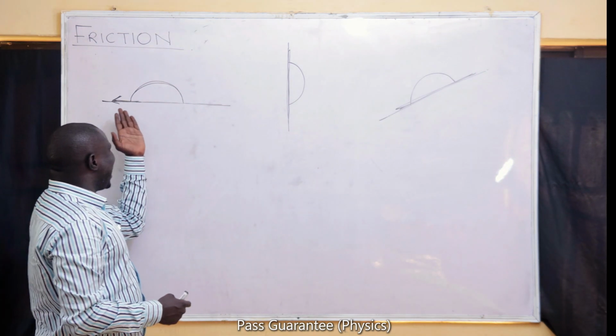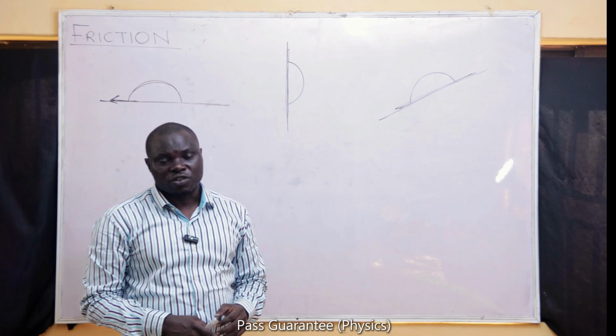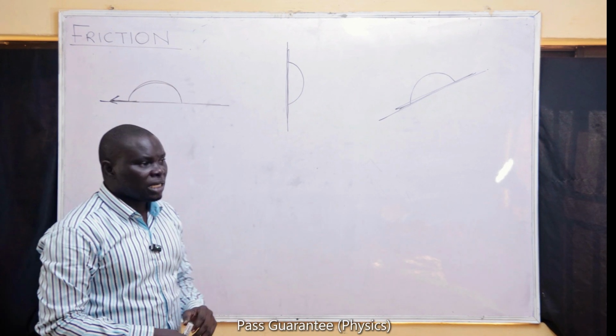So friction acts between two surfaces in contact. It prevents the relative motion of one surface over another. That is all about the definition of friction.